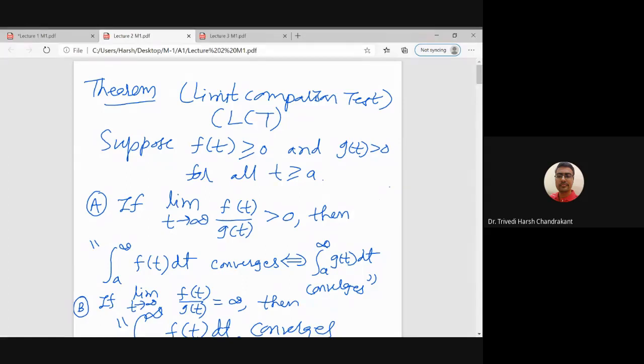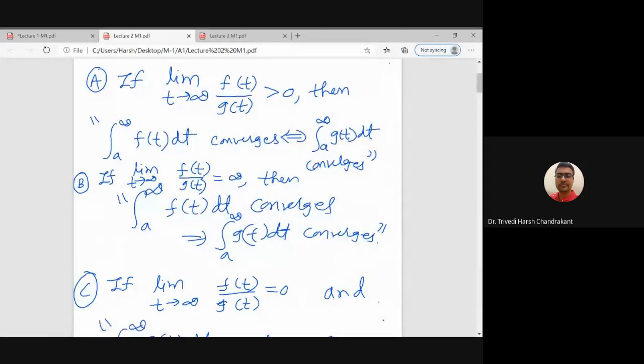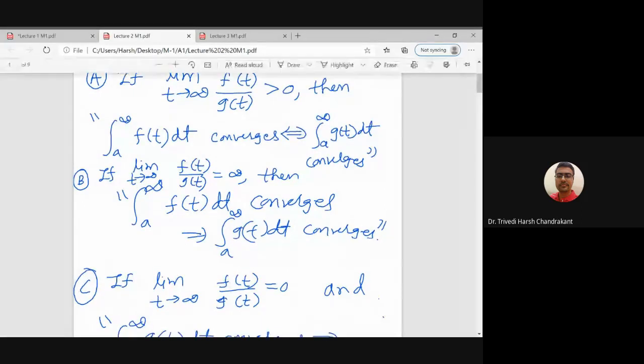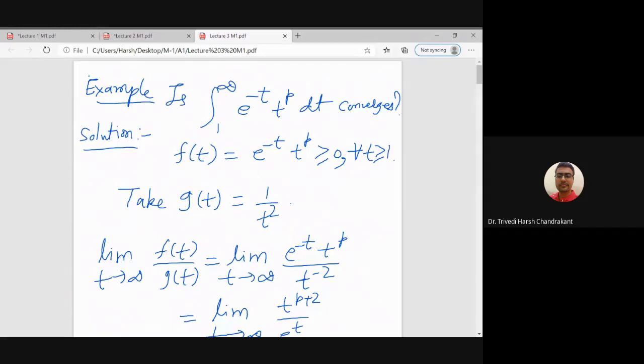Okay, sir. So first of all, I want to mention that in the last lecture I stated this condition differently, but now please note that it is as per the LCT for series. Whenever the quotient limit is infinite and the integral of g(t) diverges, we have that the integral of f(t) diverges. So this is the change in the PDF file which I have sent after the lecture.